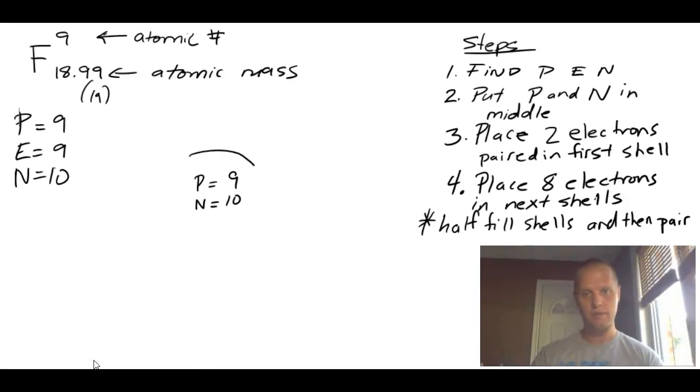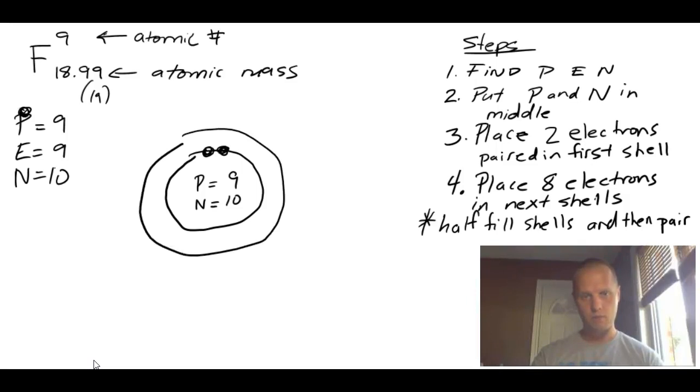Now I'm going to place my electrons in the first shell. I have 9 electrons to place, so this definitely means I can fit 2 electrons in the first shell. 1, 2. Next, we're going to place 7 more electrons because I have to place 7. Now, we have to half fill before we pair.